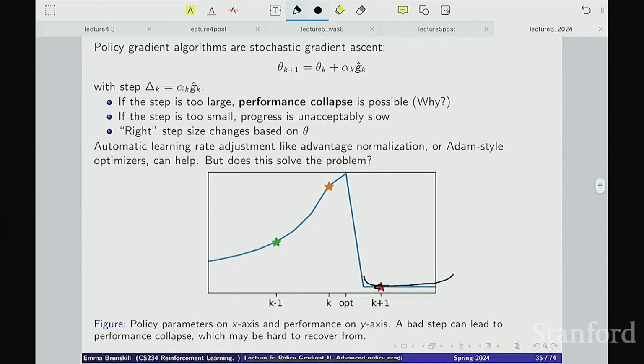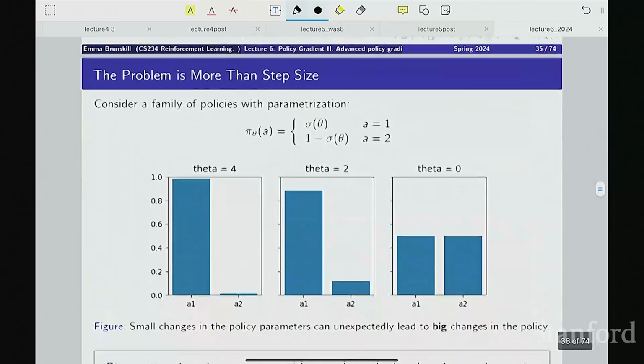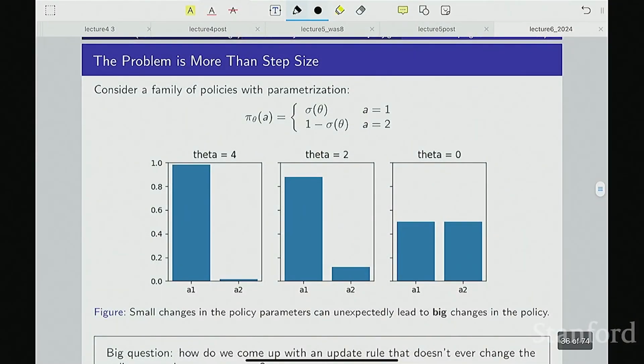Here's another challenge, and this relates to the fact that we're taking steps in the theta space, not directly in terms of the actions we take when we update our policy. Okay. So let's think about a parameterization, which is a pretty simple parameterization. It's a logistic function.